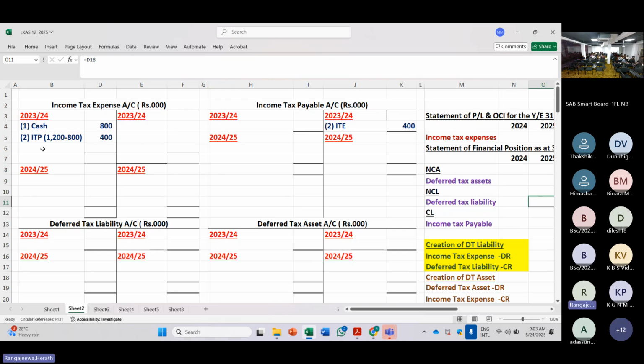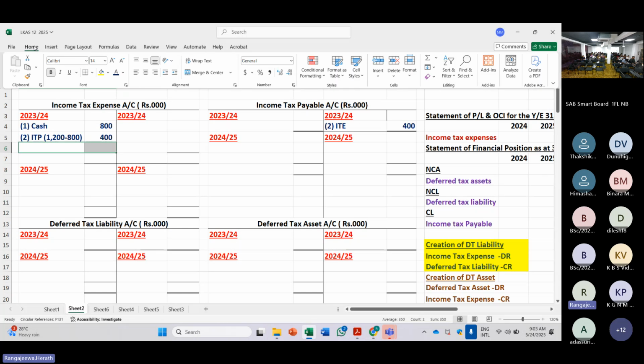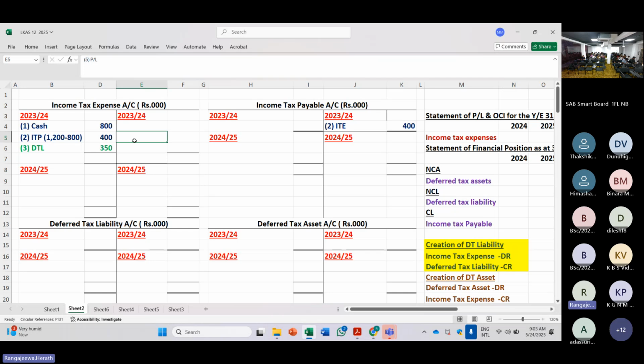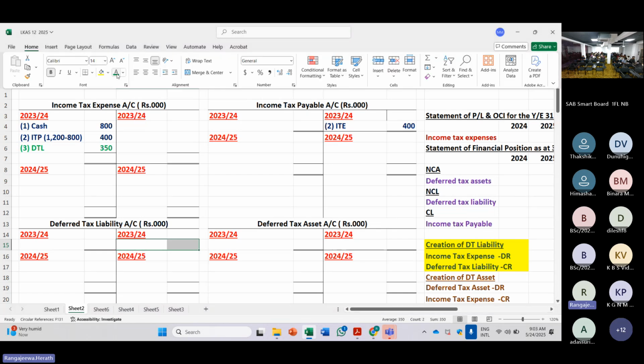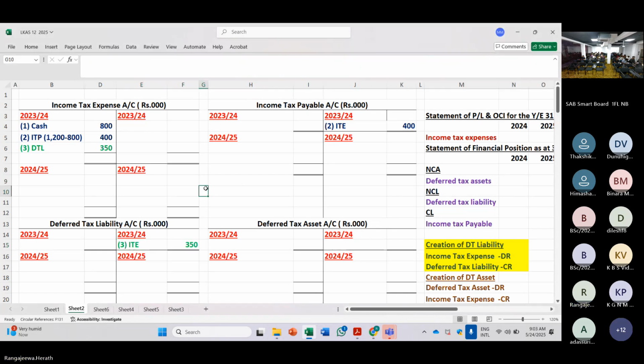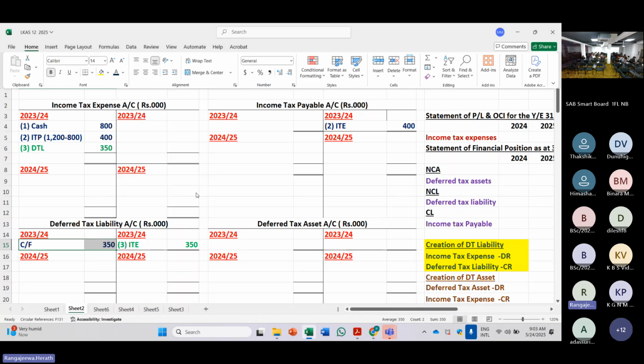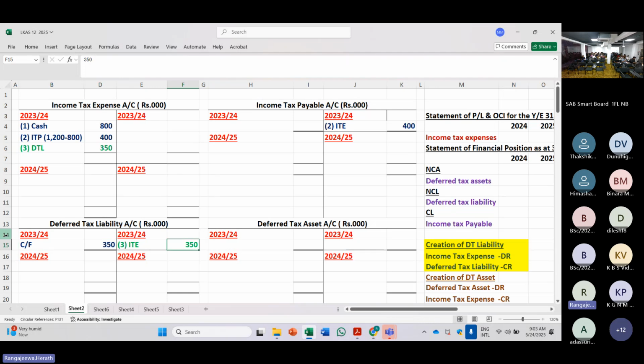So third entry, I'll take it in a different color. Deferred tax liability 350. Income tax expense debit, deferred tax liability account credit. මොකද අවුරුද්ද අන්තිමේ liability එක 350 කියන. Right? ඒ කියන්නේ carry forward liability එක වෙන්න ඕනේ 350. Since it's a newly started business, we don't have an opening balance. So this balance is the current year creation also, 350. Right?